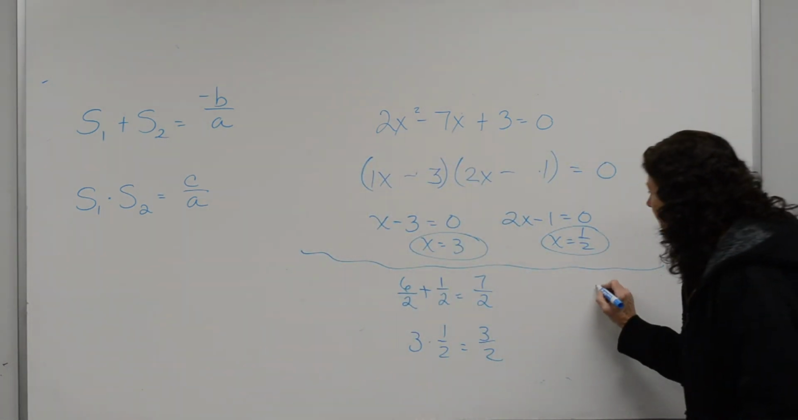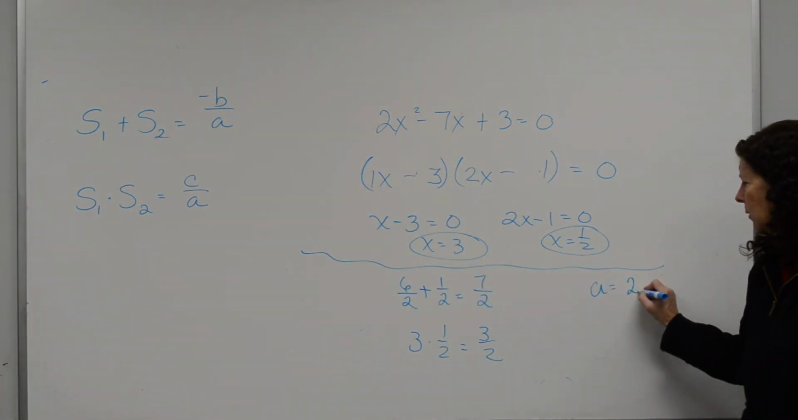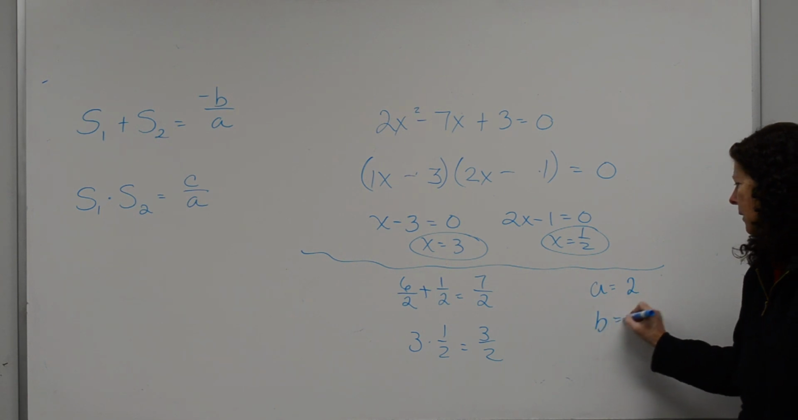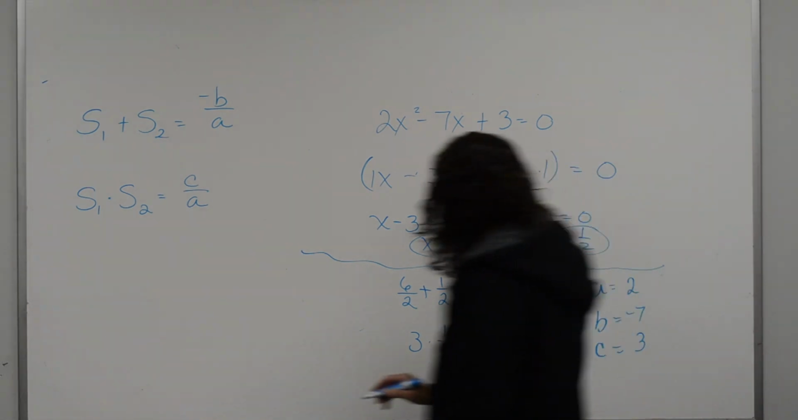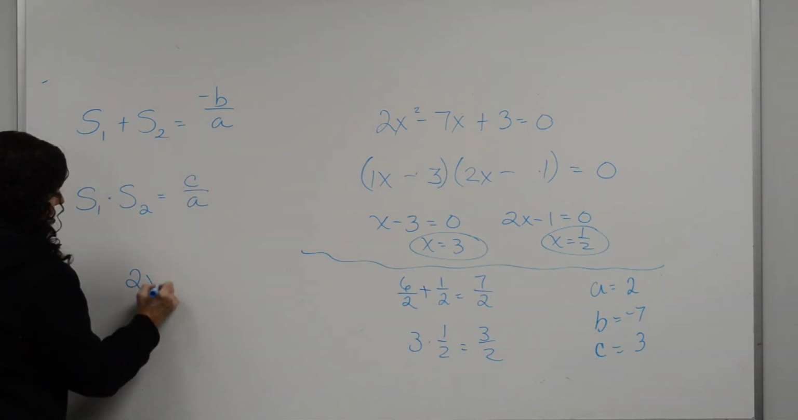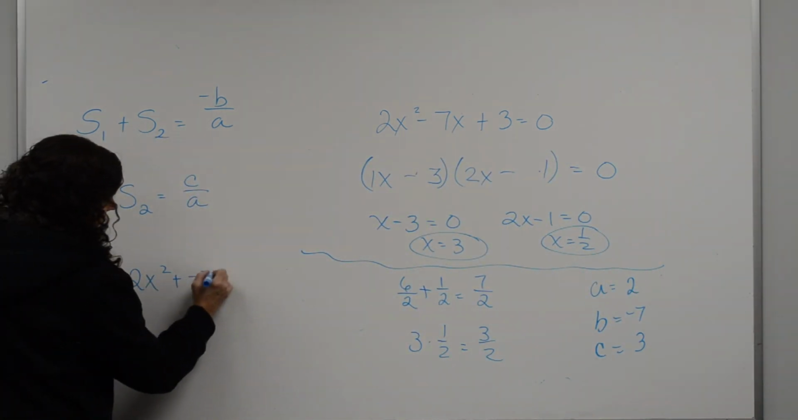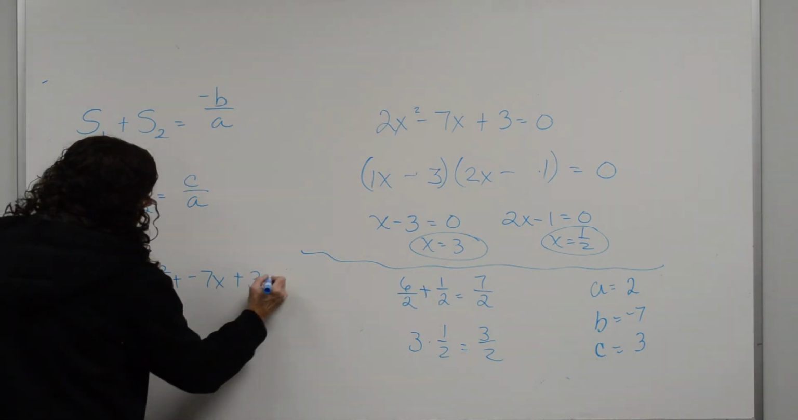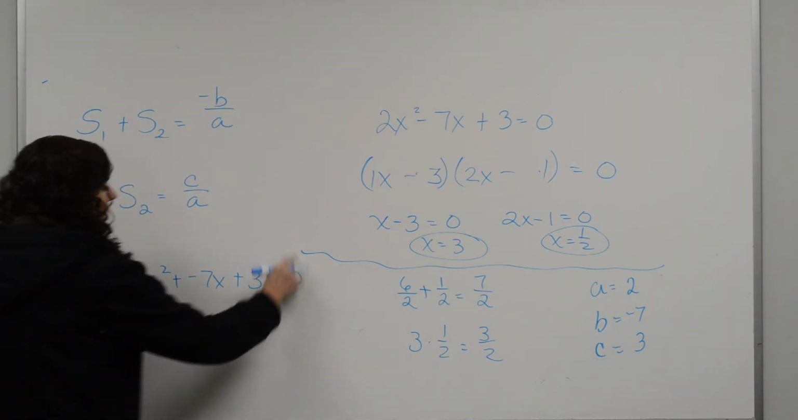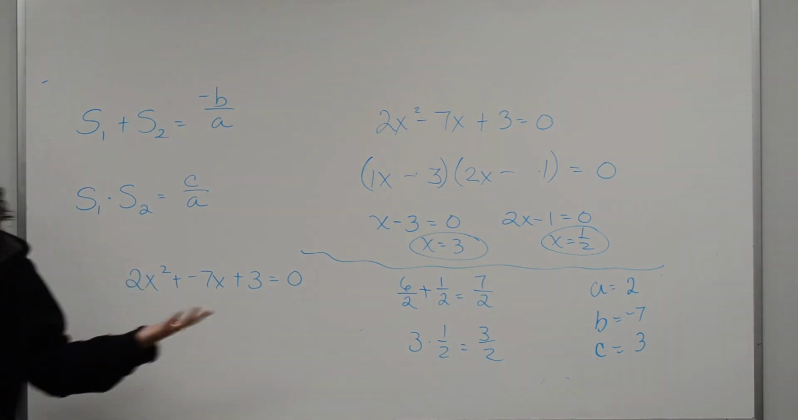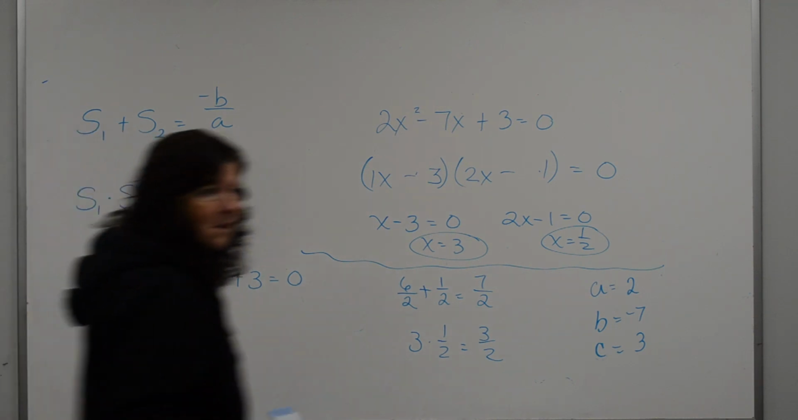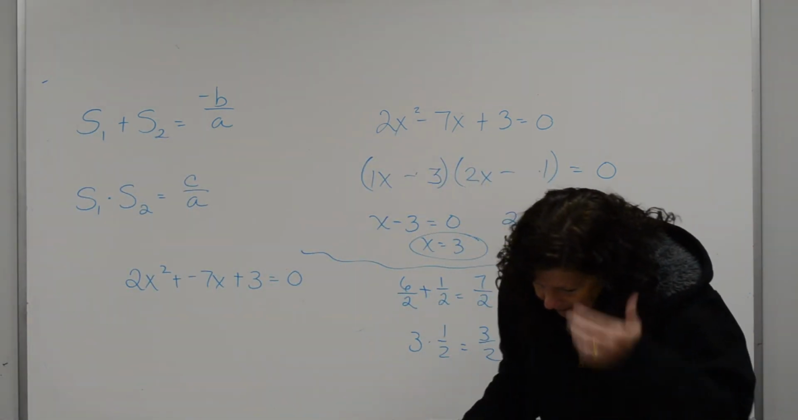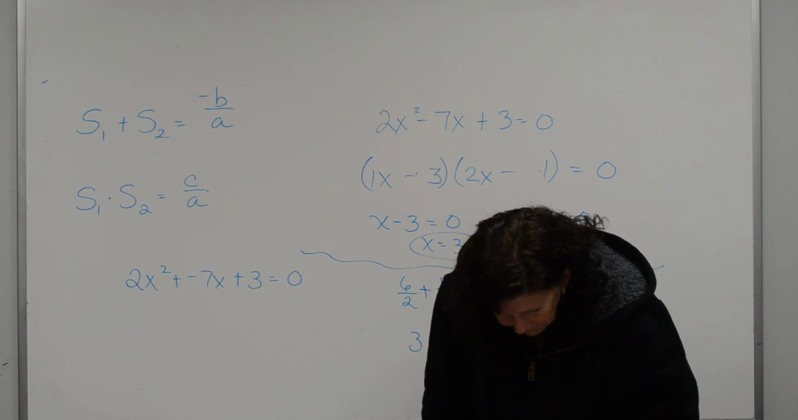Okay, as it stands, A would be equal to 2, B would equal negative 7, and C would equal 3. So therefore, I have 2x squared plus negative 7x plus 3 equals y or equals 0. I compare, it's right. I've checked it using sum and product. Okay? Does that make sense? All right, should be all logically together there in your head, hopefully.